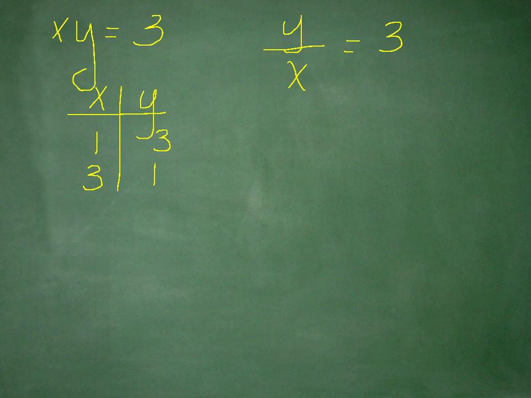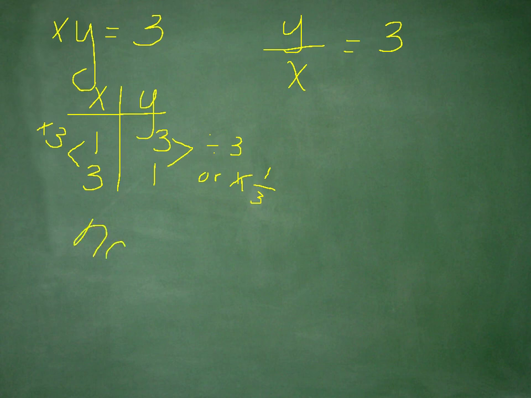So look at your relationship in the x column. To get from 1 to 3, I have to multiply by 3. In the y column, to get from 3 to 1, I have to divide by 3 or multiply by 1/3. That's different than what we've seen before. So this is not a direct variation. Look at the second example.